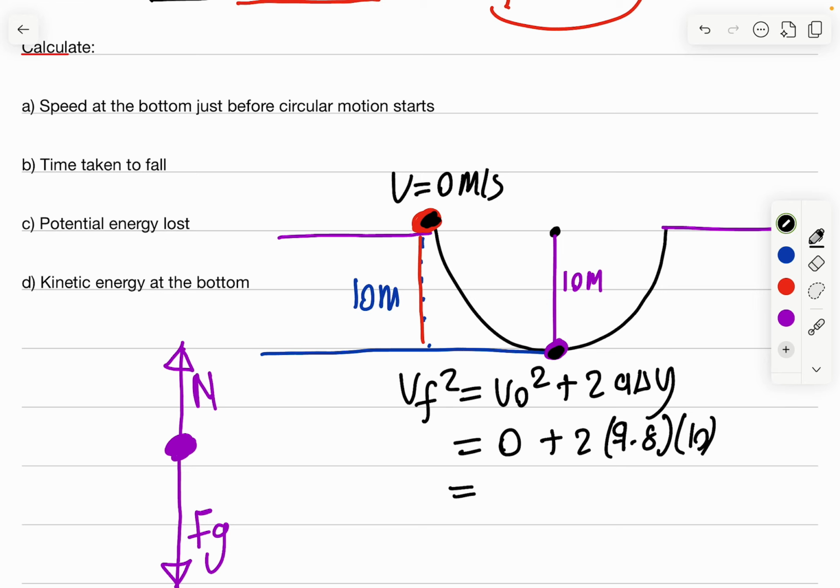You're going to press your calculator. You're going to say square root, your velocity final at the bottom before it starts to circulate going up there. We're going to have 0 plus 2 into 9.8 multiplied by 10. The answer is going to be 14. 14 what? 14 meters per second.